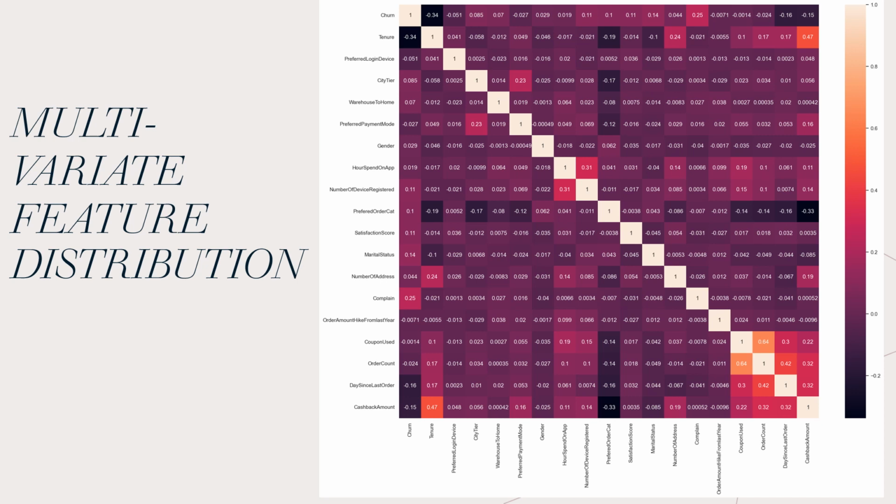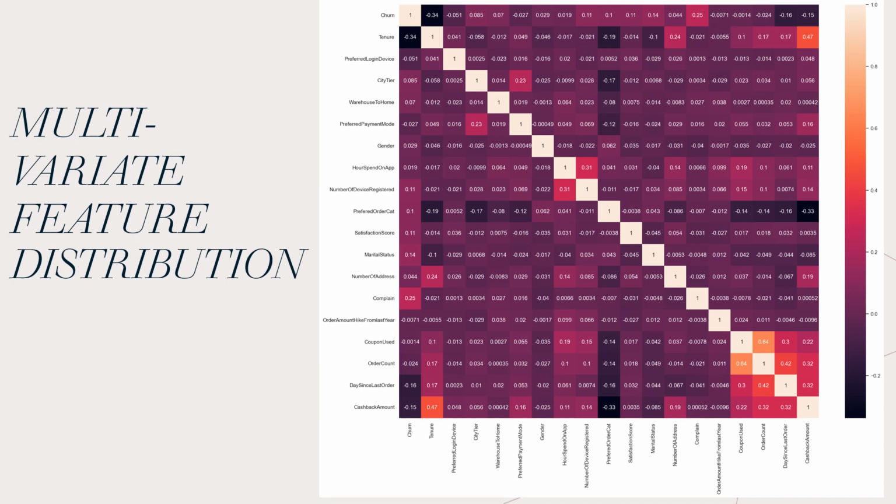On the other hand, features like preferred order category. If you could see, we have the preferred order category here. The preferred order category and the satisfaction score show a strong positive correlation. While multicollinearity seems to be present here, further analysis is needed to determine its impact on the model building process.